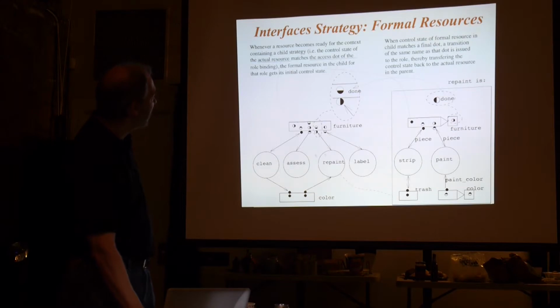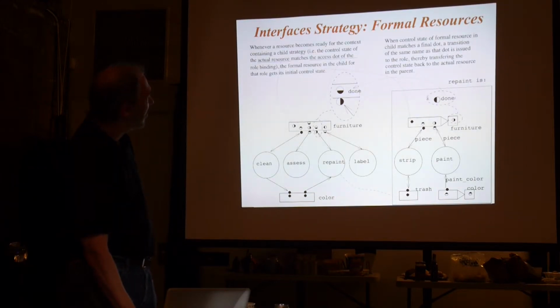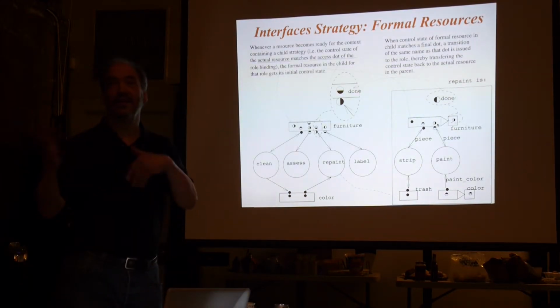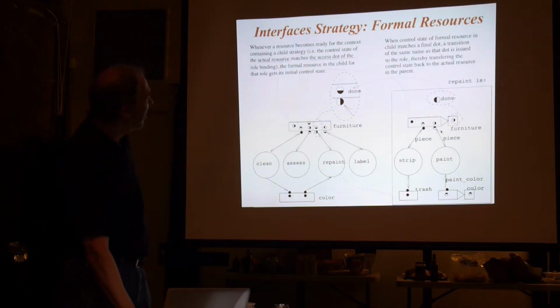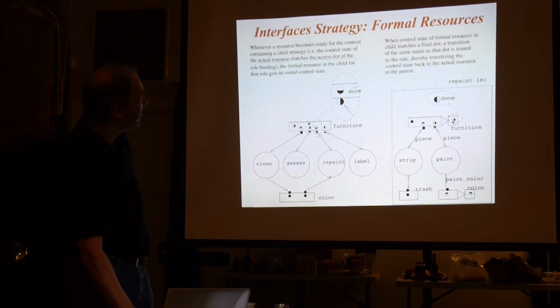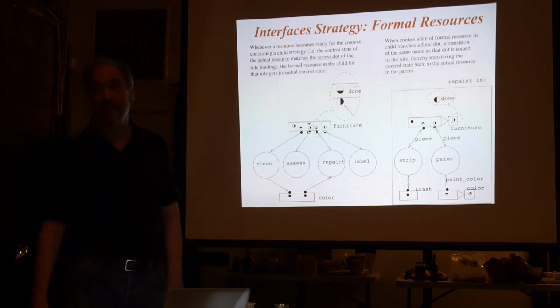And if they do, it effectively steals the control state away from here, brings it over here, then it can bounce around in the formal resource until it changes the control state to something symbolized in this box, at which point it turns into a transition and goes back here.